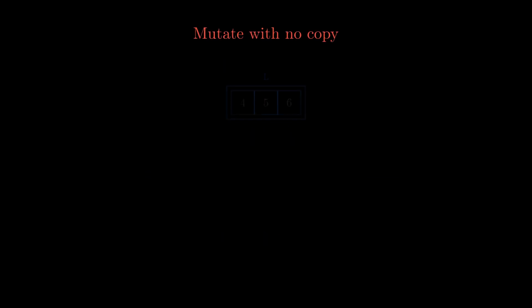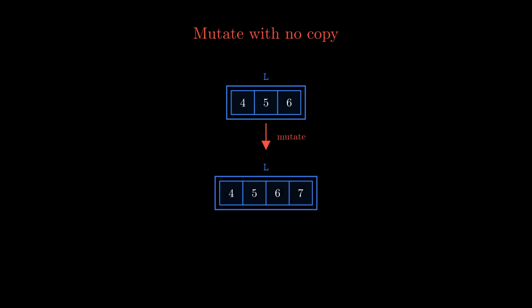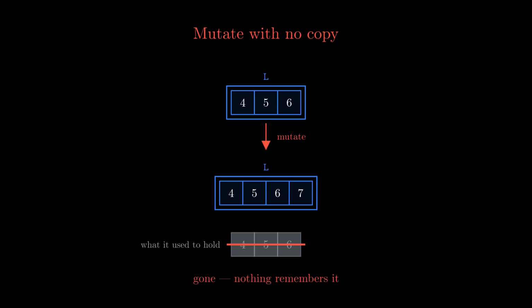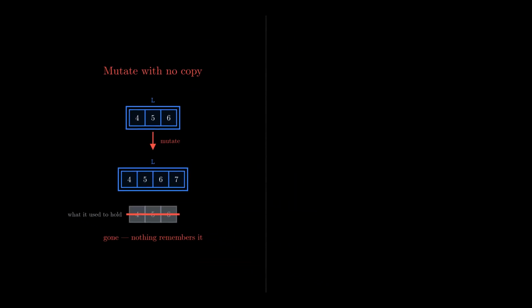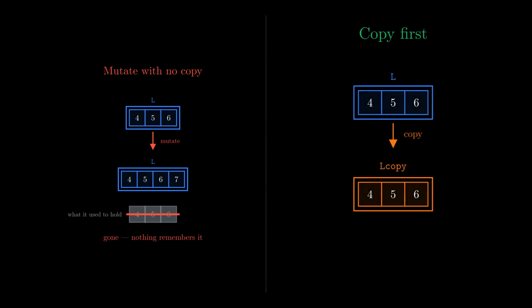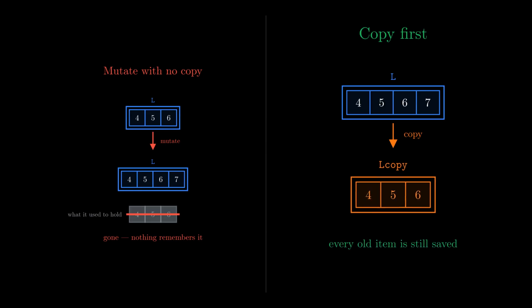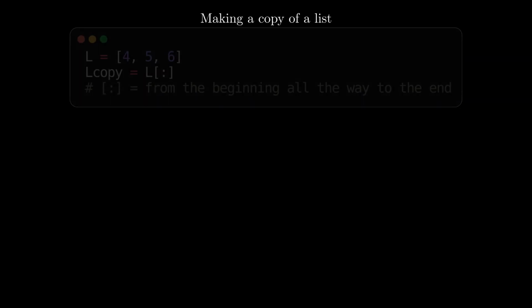Working with mutable objects has one persistent inconvenience. The moment you mutate a list, whatever it held before is gone, and nothing in your program remembers it. Plenty of problems need both versions, the list as it is now and the list as it was. The fix is to make a copy first. Then you can mutate the copy while the original stays intact, or mutate the original and still have every old item saved somewhere else. So ask Python for a copy.